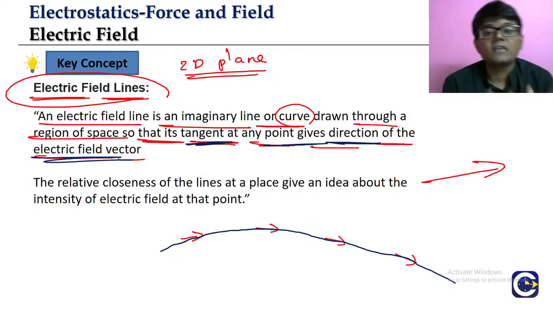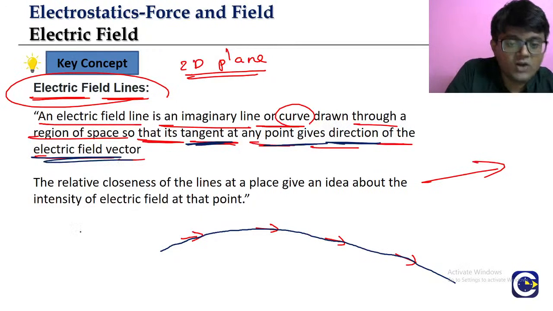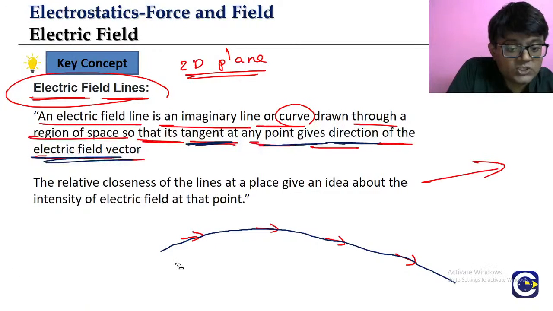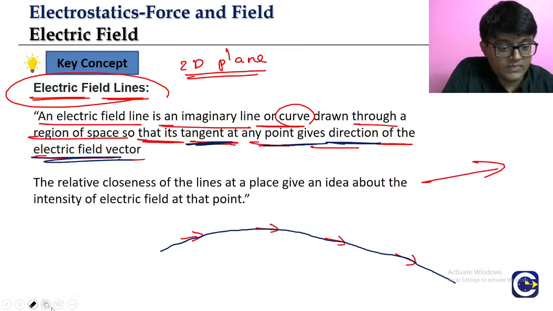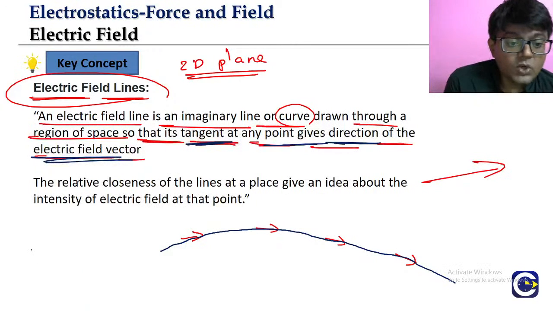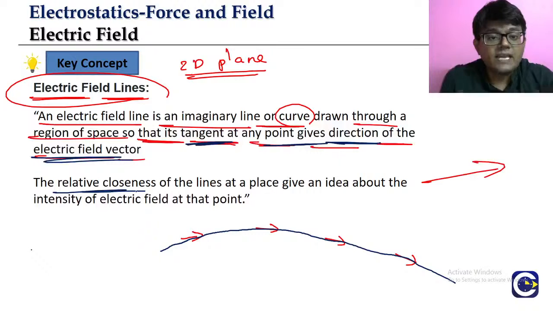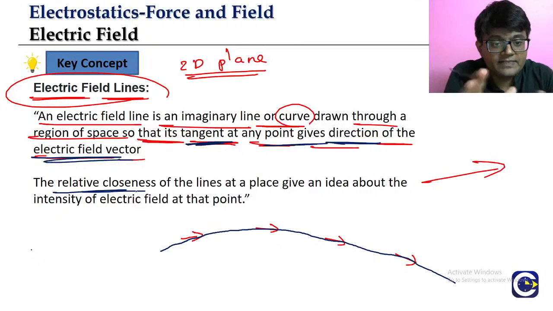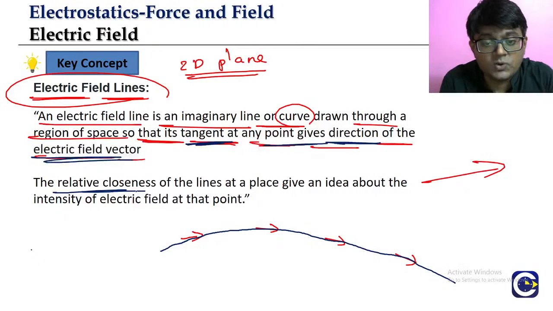Direction of the electric field vector. And the tangent we draw to that field line, from that we can find out the direction of the electric field vector. Okay? Second thing, the relative closeness. From electric field lines we can comment on the direction of the electric field. If we have the electric field lines representation, from that we can comment on the direction of the electric field at each and every location.